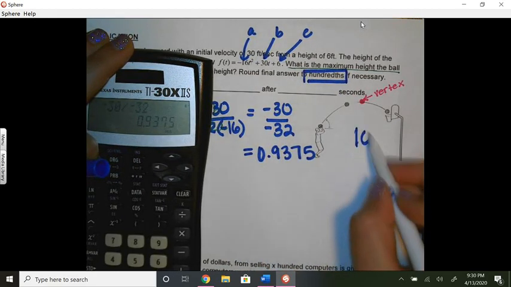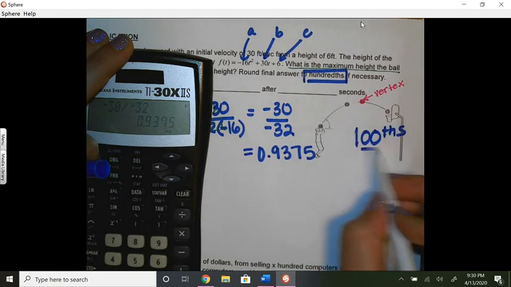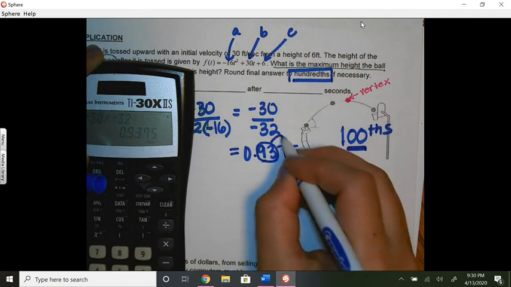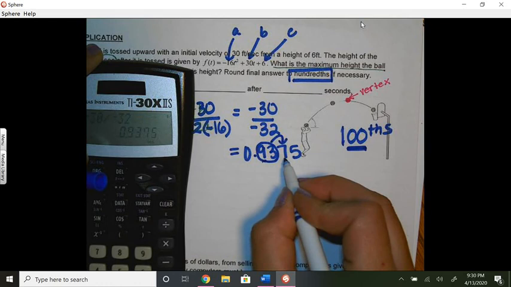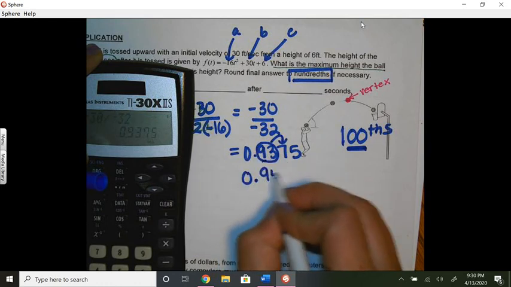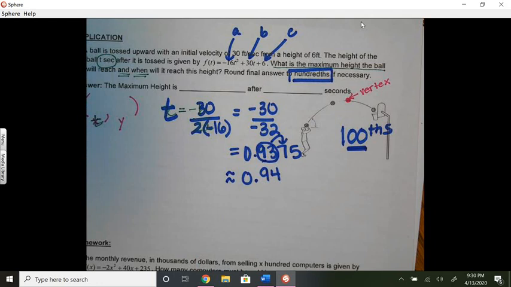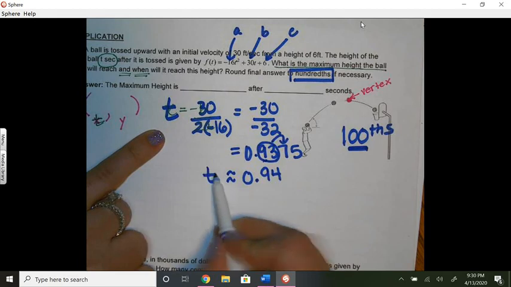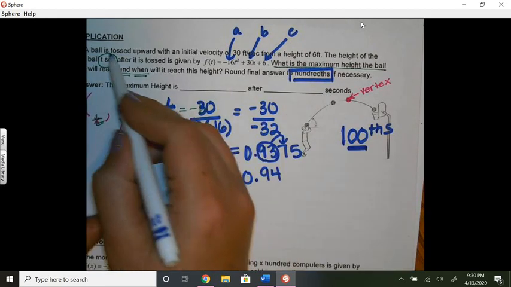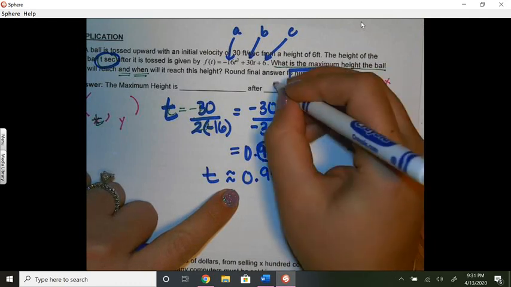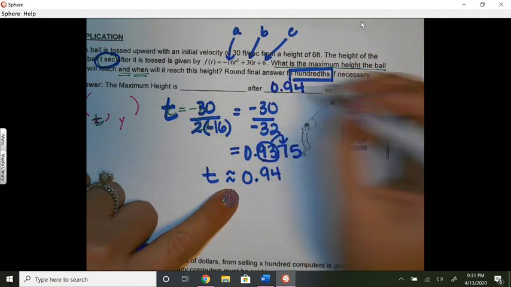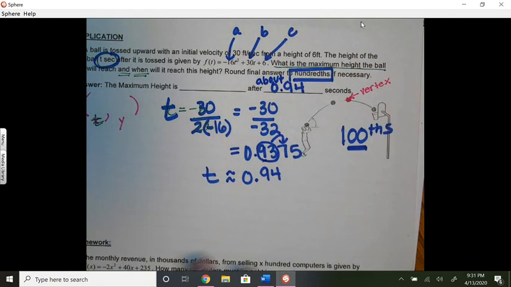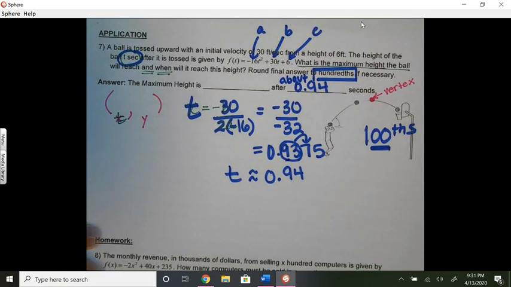So hundredths has 2 zeros. So that reminds me I need to circle two numbers after the decimal. And I look to the next number, and if it's 5 or higher, I make the 93 a 94. So it's about 0.94. It says the maximum height is, well, what we just found was t, the seconds. So again, t is the seconds. So that's how I know it's about 0.94 seconds. So in less than 1 second, it's at the highest point in this situation here.